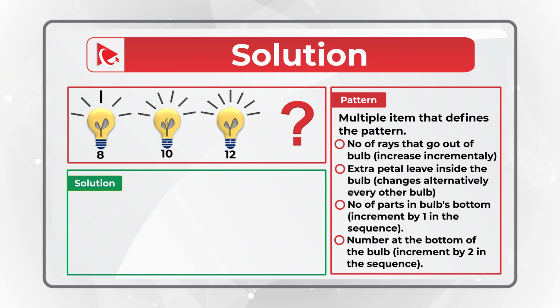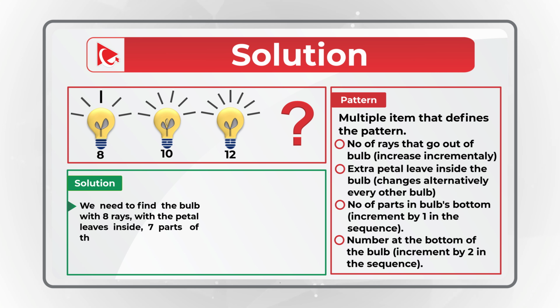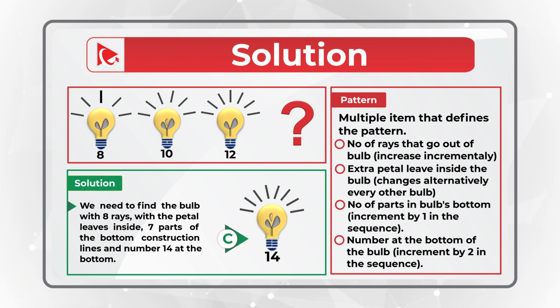Based on this information, we need to find the bulb with 8 rays, with the petal leaf inside, 7 parts of the bottom construction lines, as well as the number 14 at the bottom. And the correct choice here, the choice that matches all of these conditions, is choice C. Hopefully you've nailed this question on your own and now know how to answer similar problems on the test.